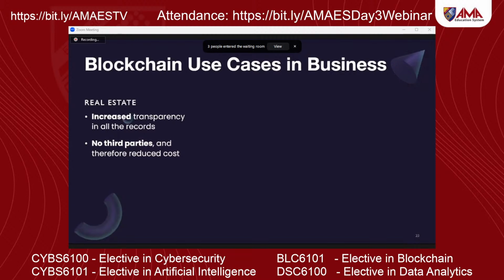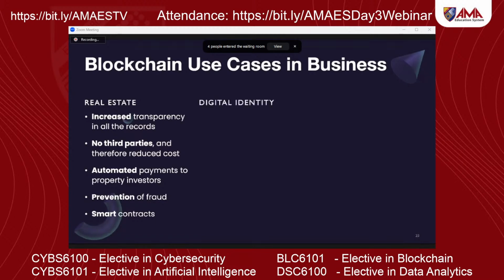Sad to hear, pero ano pa rin, parang ganun siya. Then automated payments to the property investors. Okay? And prevention of fraud. Kumbaga, di na ma-scam yung mga nag-invest sa real estate, yung mga gustong bumili ng real estate property. Okay. So smart contracts and real estate.